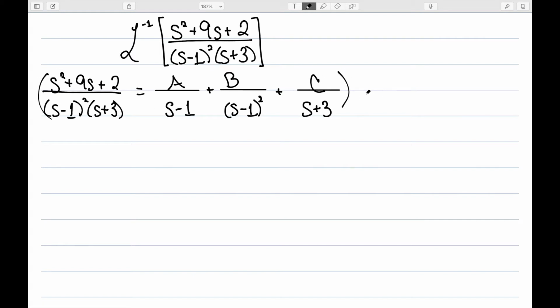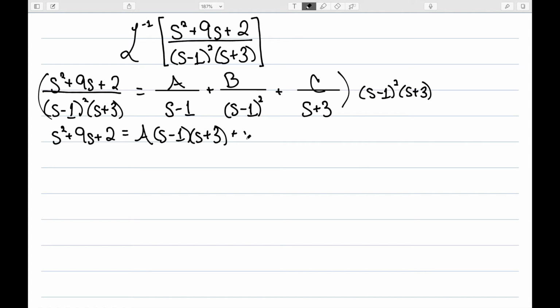We're then going to multiply everything by (s minus 1) squared times (s plus 3). When we do that, the left-hand side, I'm left with s squared plus 9s plus 2. Here, one of the s minus 1's cancel. I'm left with A times (s minus 1)(s plus 3). For the B term, both of the s minus 1's cancel. I'm left with B times (s plus 3). And for my C term, the s plus 3's cancel. I'm left with C times (s minus 1) squared.